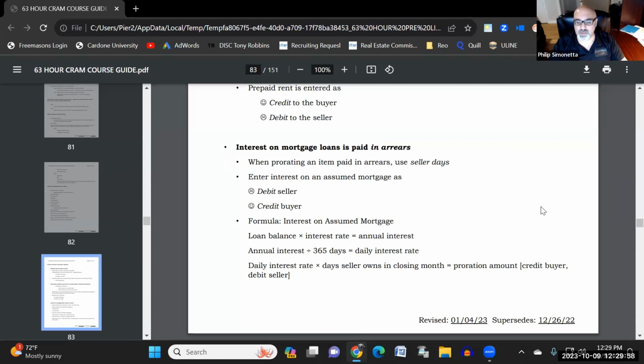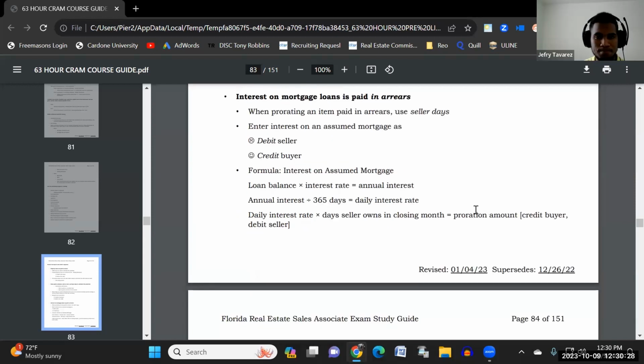Okay, formula for interest on an assumed mortgage. You must take the loan balance, multiply it by the interest rate, and that gives you the annual interest. You take the annual interest, divide it by 365 days, and that equals the daily interest. Daily interest rate times days seller owns in the closing month equals the proration amount. That's the credit to the buyer, debit to the seller. Remember we had a problem on that on the practice test? Yep, I remember that. Good.